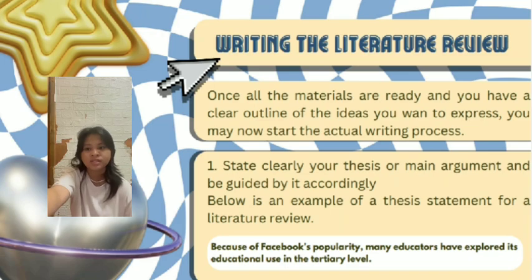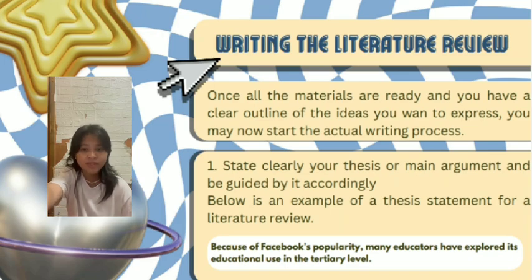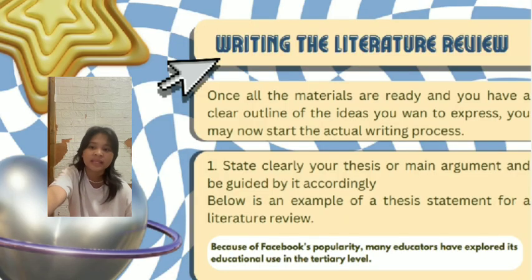The second one is identify your main arguments. So, break down your research question into smaller, manageable parts. Identify the key issues, debates, or controversies related to the research question. Develop a clear, concise argument for each of these key issues.